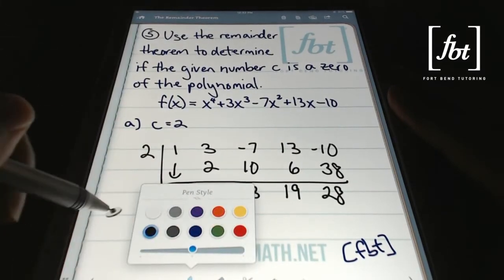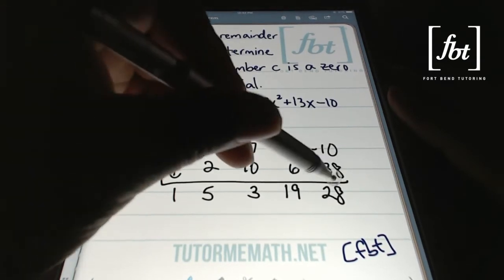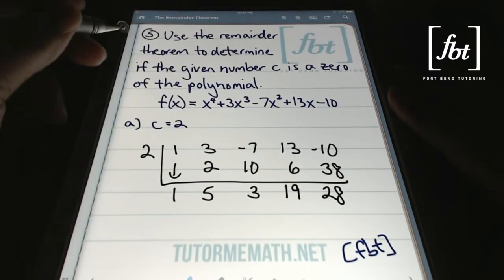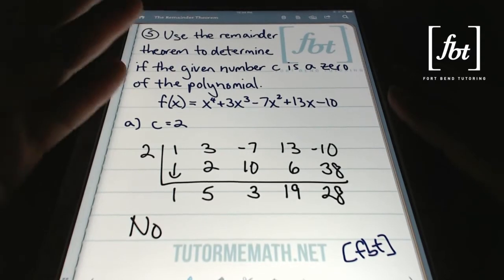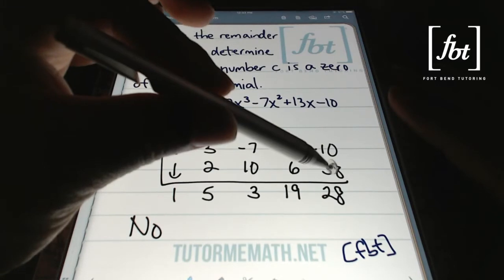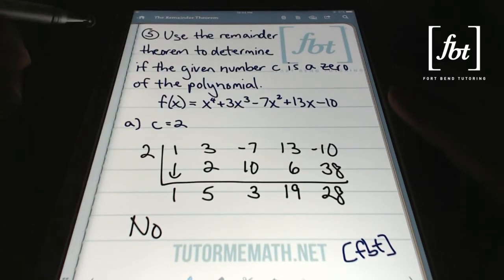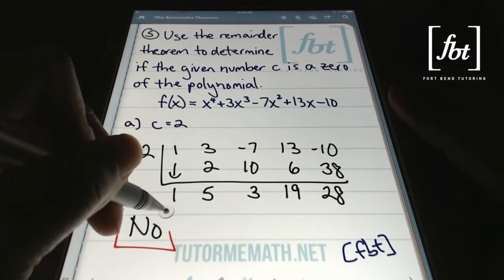And because 28 is the result, guys, hold on here. Remember, we were supposed to be determining if the given value c is a 0 of the function. Well, it's not. How do we know that? Because this last value is not 0. So the answer to this is no. C equals 2 is not a 0 of the polynomial. And we know this because our last value here is not 0. That's how we know that. And that's why we'll be putting a red box around this.